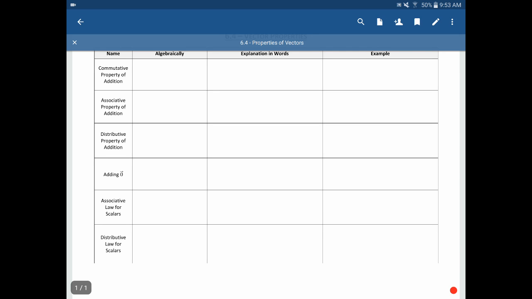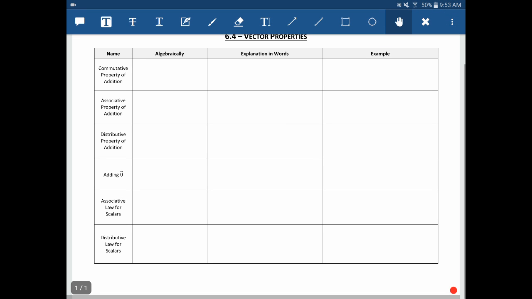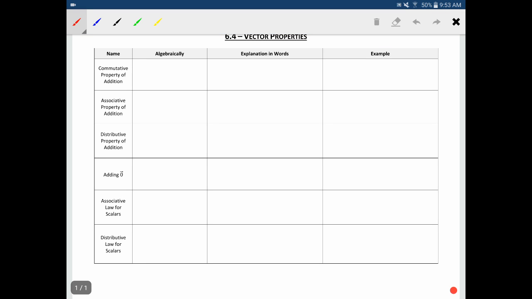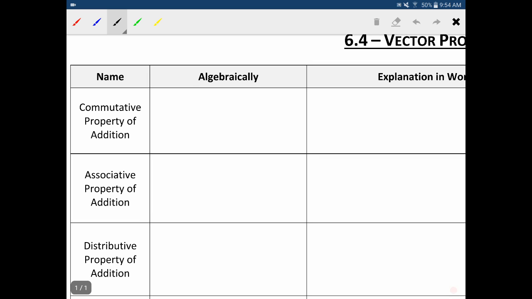Hey guys, today we're going to take a look at some properties of vectors. So the first property we're going to look at is the commutative property of addition. I have talked about this before, but what this says is that if I take vector A and add vector B, that's the same as if I were to do it in the opposite order.